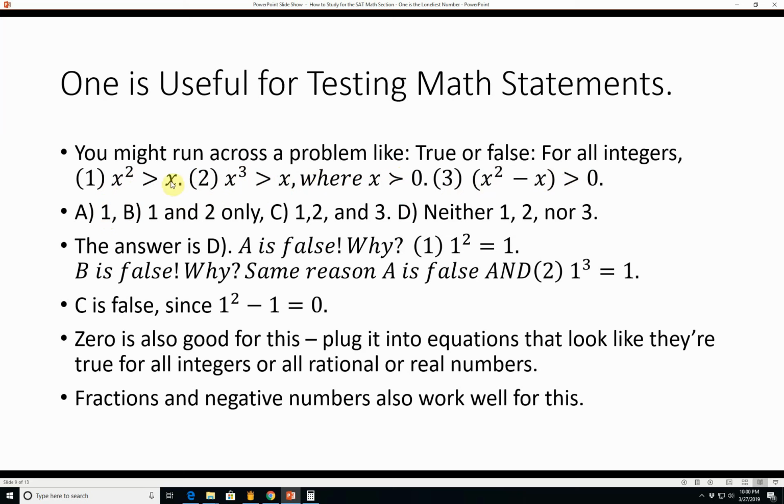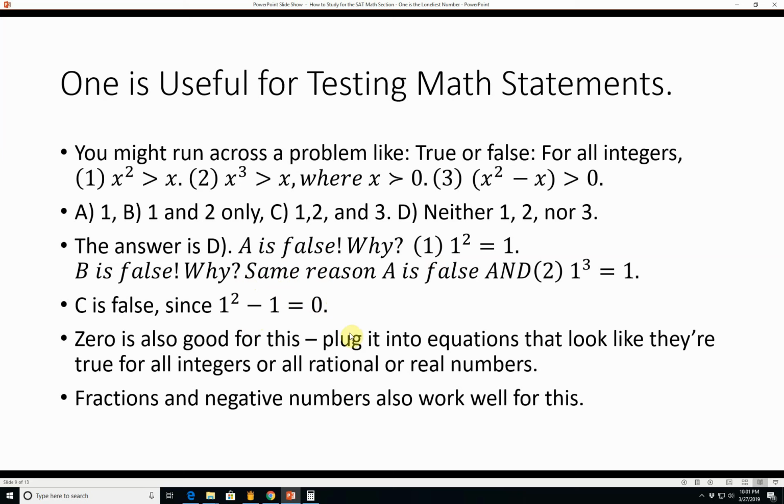1 squared is 1, which is equal to 1, so number 1 isn't true. 1 cubed is also equal to 1, rather than greater, so that's not true. And then 1 squared minus 1 is equal to 0, so none of those are true. So it's D, neither 1, 2, nor 3. And here we have A is false for the reason I just told you, 1 squared is equal to 1. B is false because 1 cubed is equal to 1. And C is false since 1 squared minus 1 equals 0.